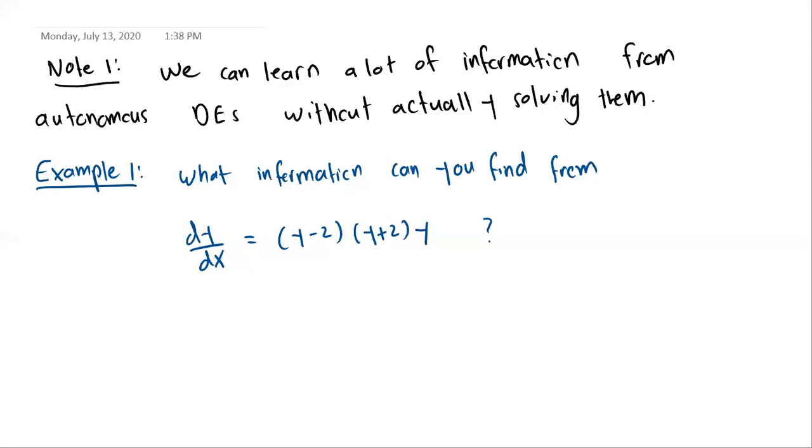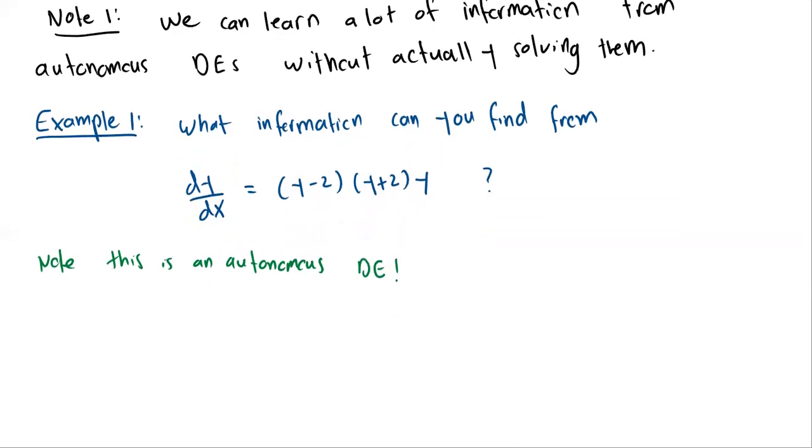First of all, note that this is an autonomous differential equation. Again, you have dy dx by itself on one side, and what's on the other side is just an expression involving y or constants. So that's the first thing.